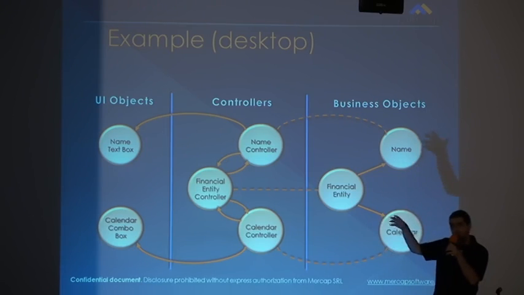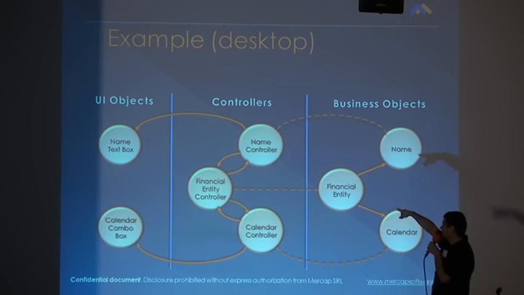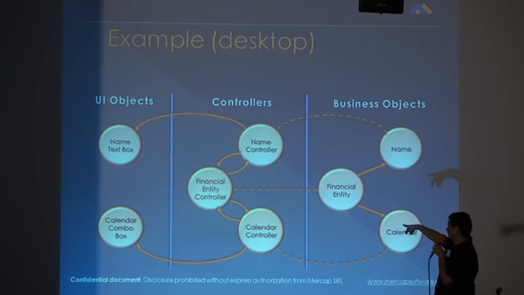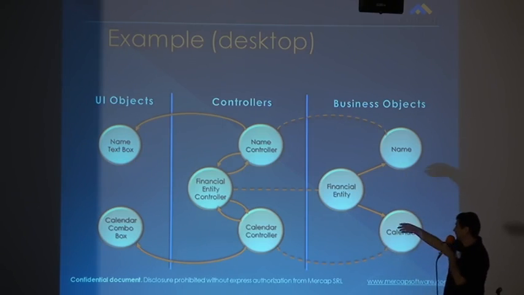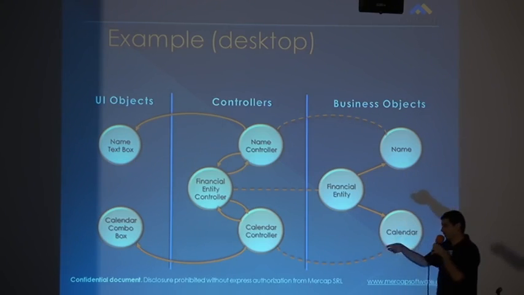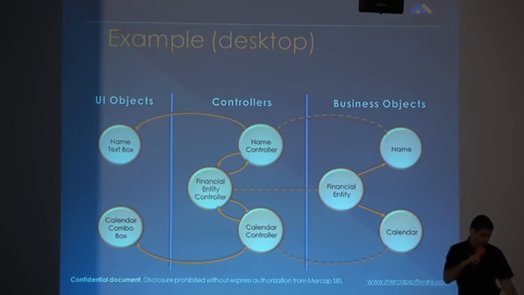But we're talking about objects here, not classes. If you're wondering, the name controller will be an instance of the text controller, and the calendar controller will be an instance of the selection controller. And the financial entity would be the controller created for the purpose of creating a financial entity, or a generic controller, which we will see later.